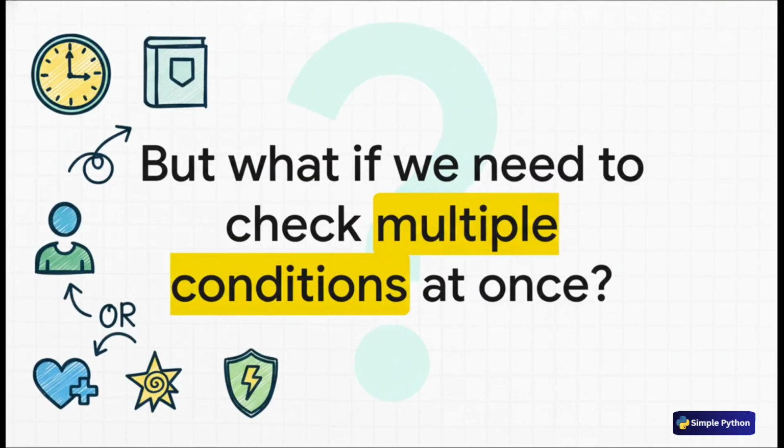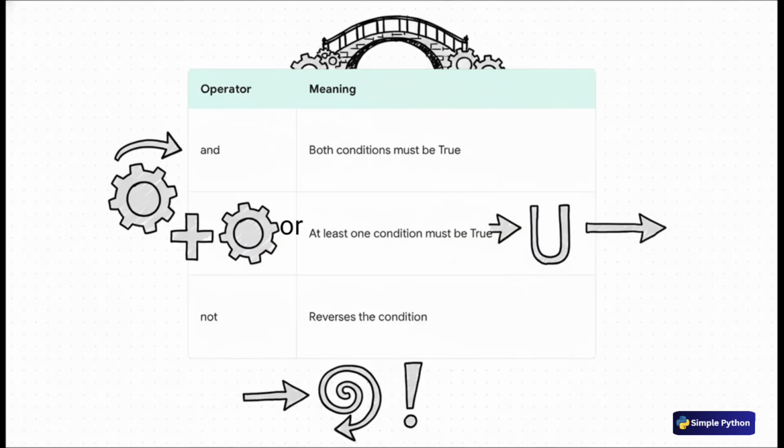That's all well and good for a simple one-on-one comparison, but life is rarely that simple, right? What if you need to check if a user is old enough and has a valid membership, or if they have enough health or maybe a special power-up item? For that, we're going to need one more tool. And that, my friends, is where logical operators come into play.